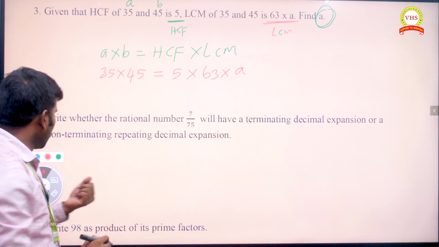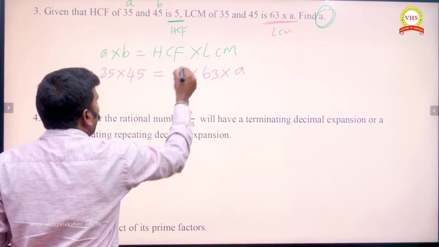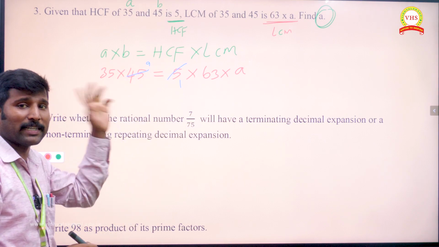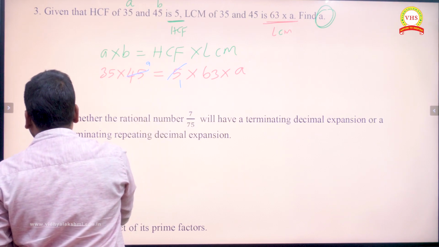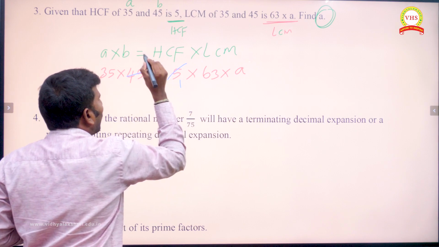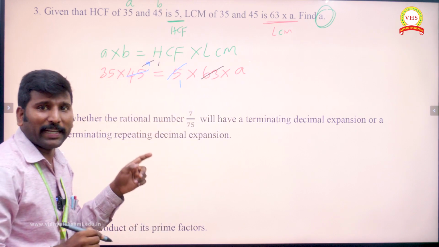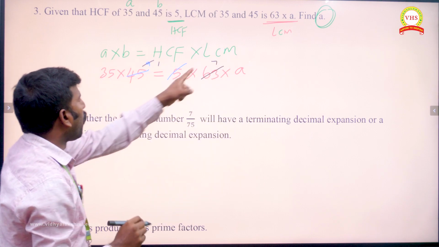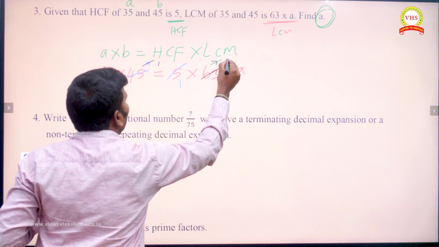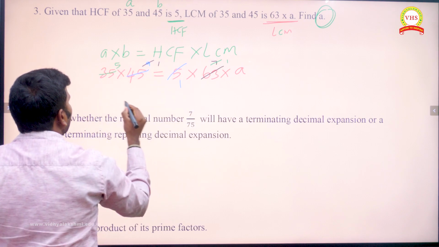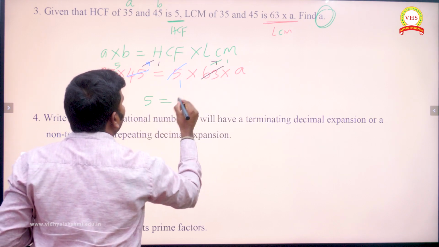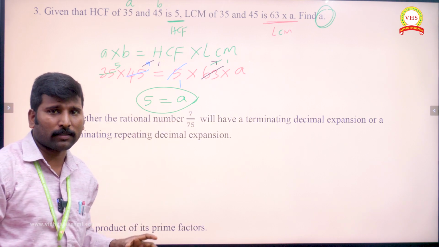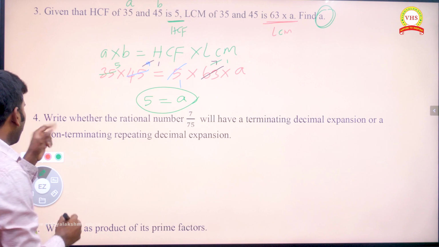Now you want to cancel this? That's it, just cancel. Here 9 fives are 45, so we can cancel like this directly. Next, how many 9s are 63? You will be getting 7 times. You just write 7. Next, what am I getting? How many 7s are 35? 5. Therefore A is equal to 5. So the value of A is 5. You should be careful with cancellation; that is very important. Next, we have the fourth one.